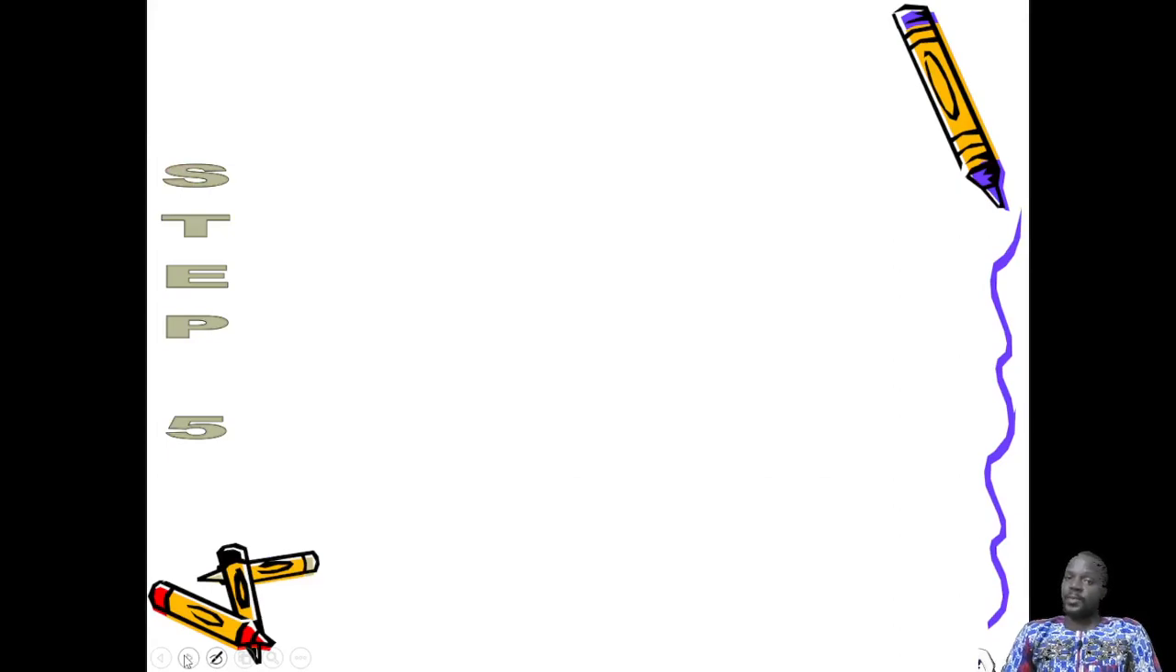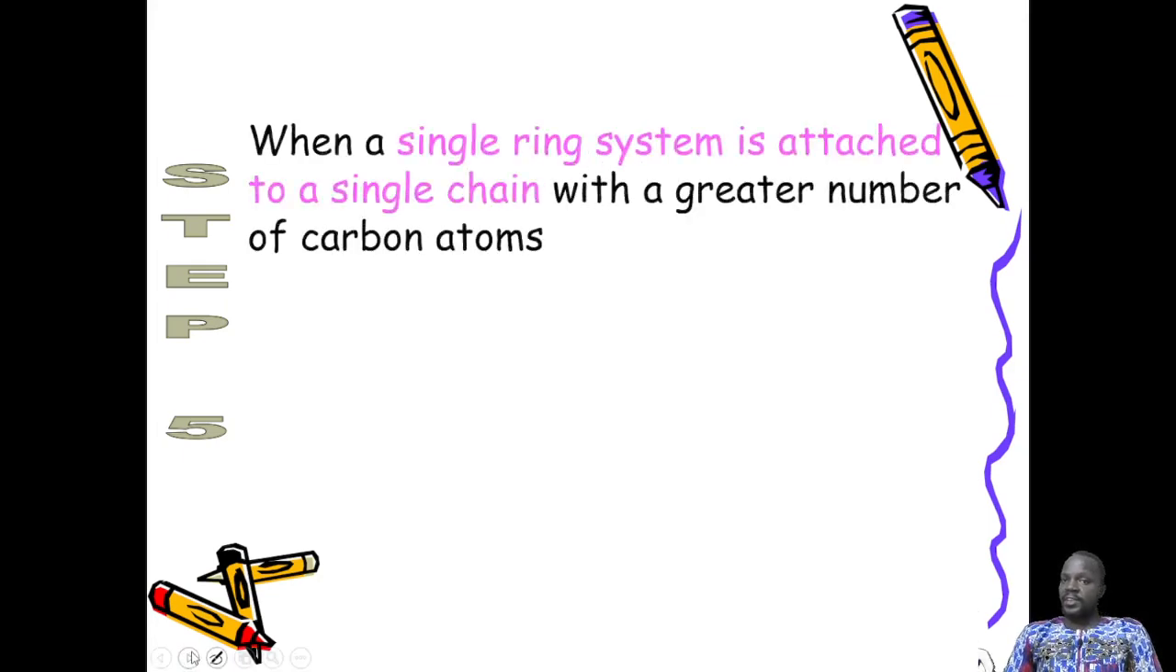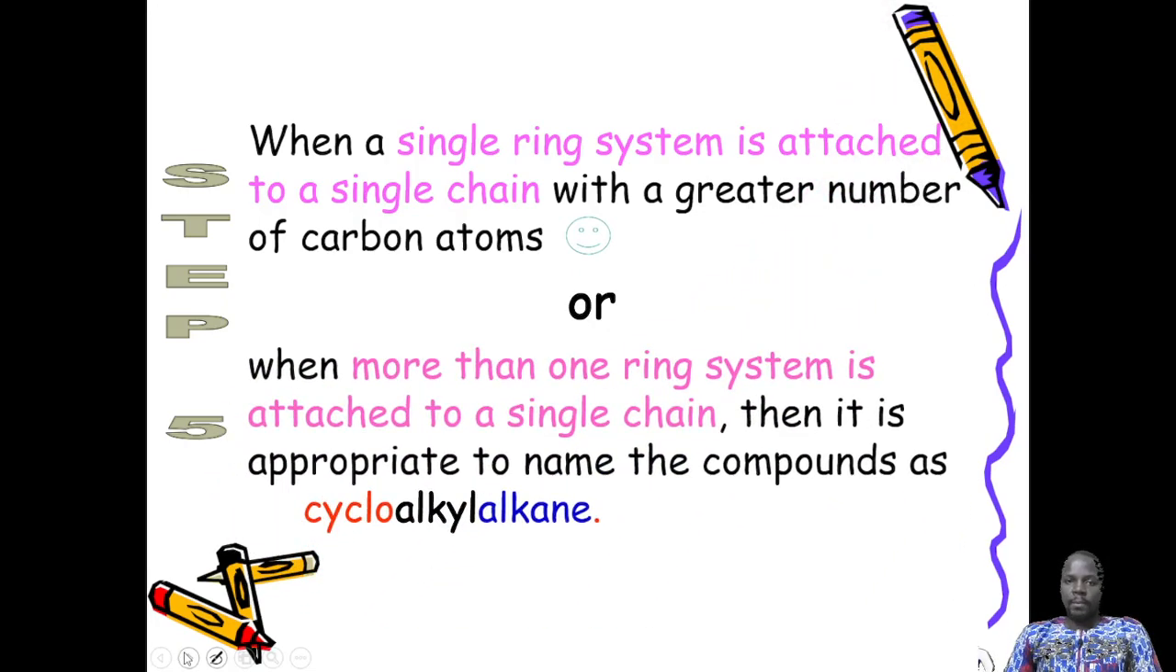Now, step 5, which is the final step I will talk about in this video, is about another rule, which is also very important. When a single ring system is attached to a single chain with a greater number of carbon atoms, or when more than one ring system is attached to a single chain, then it is always appropriate to name the compound as a cycloalkane.